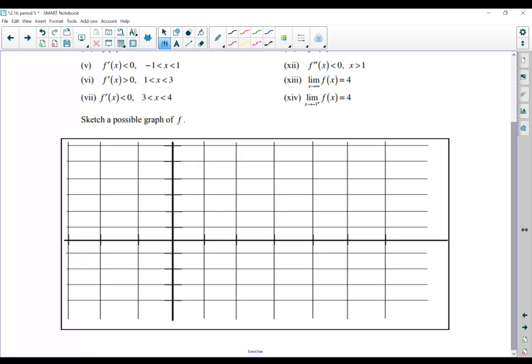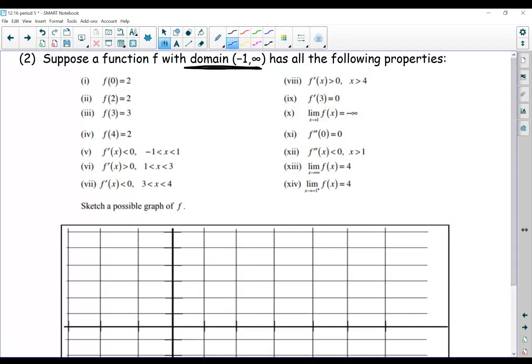Okay, welcome back. Again, so awkward. All right, so how do I go about sketching a graph? Well, the first thing I'm going to do is graph all the points. So if I look here, I have the point (0, 2). I'm going to graph that point. (2, 2), graph that point. (3, 3). And (4, 2).